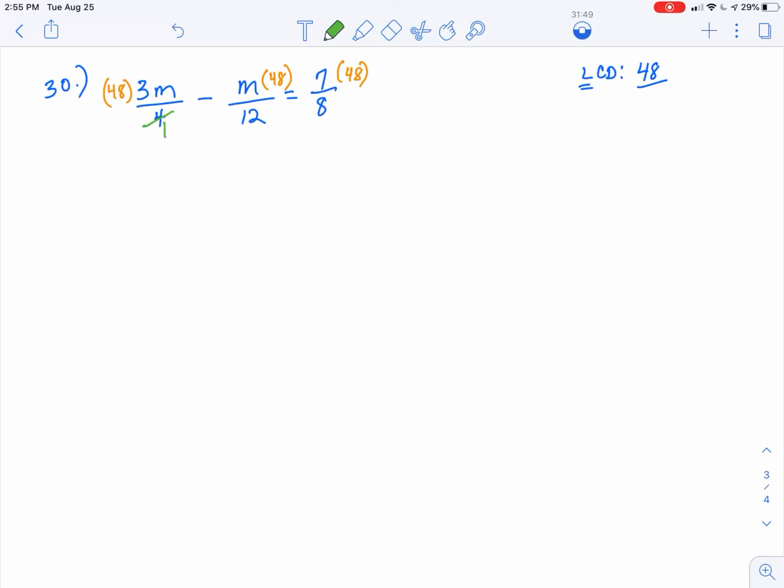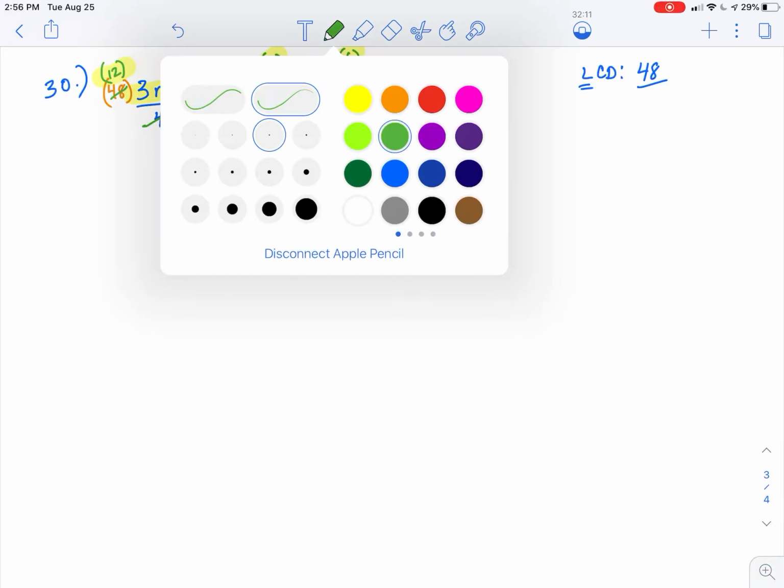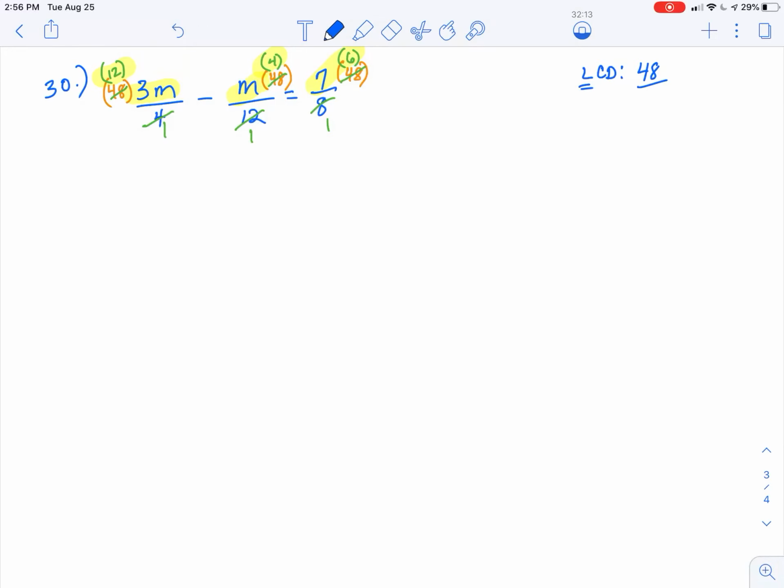Okay, so 4 goes into 4 once, goes into 48 12 times. 12 goes into 12 once and into 48 4 times. 8 goes into 8 once and into 48 6 times. So here's what I have left. Let me highlight this for you in yellow. I have 12 times 3m, I have 4 times m, and I have 6 times 7. Those are the 3 things that we're going to be putting together here.